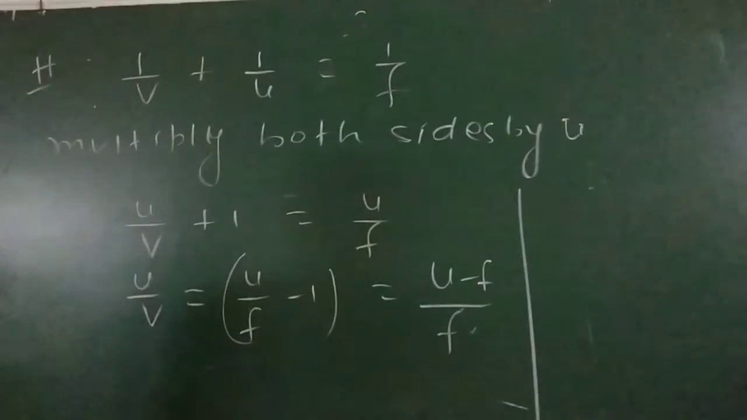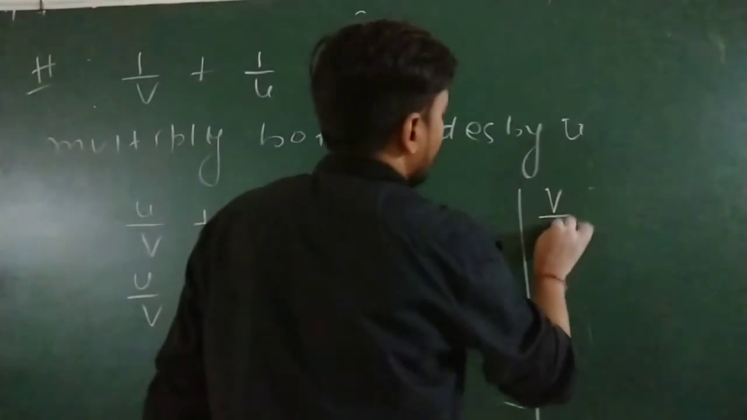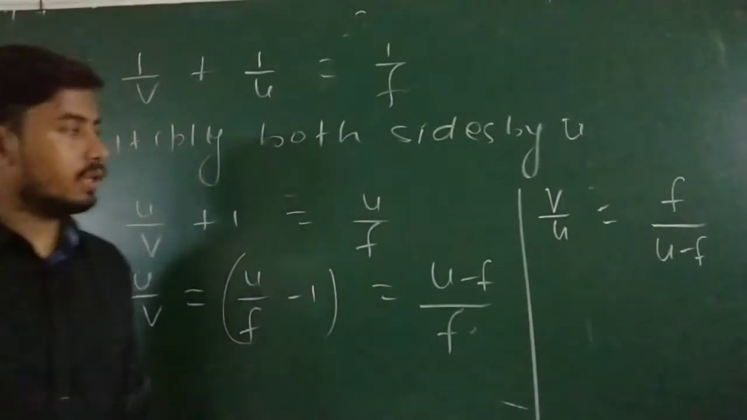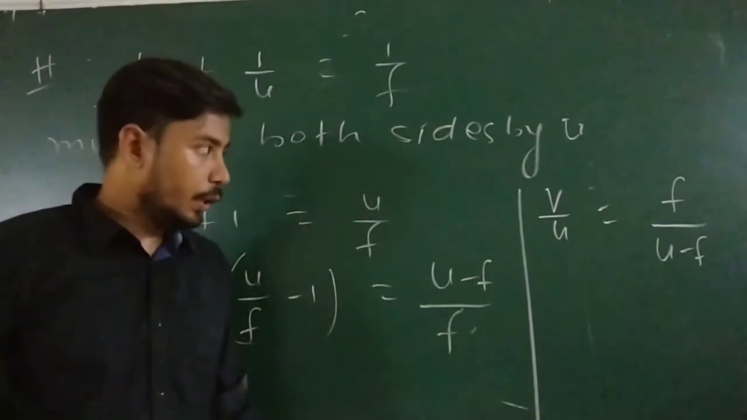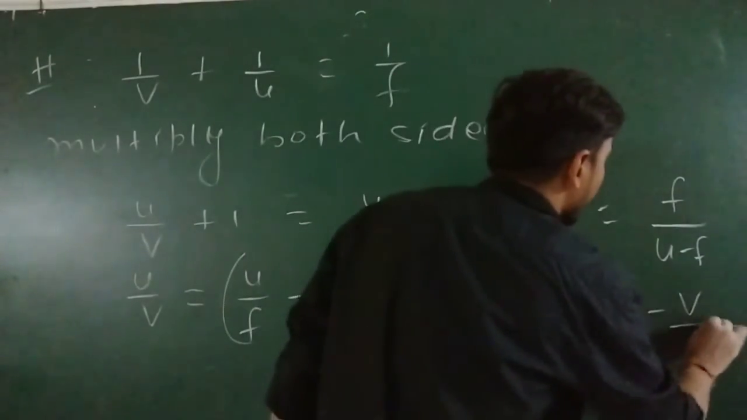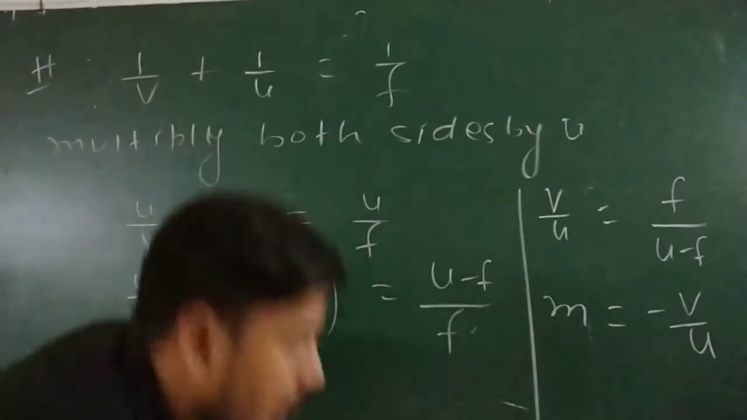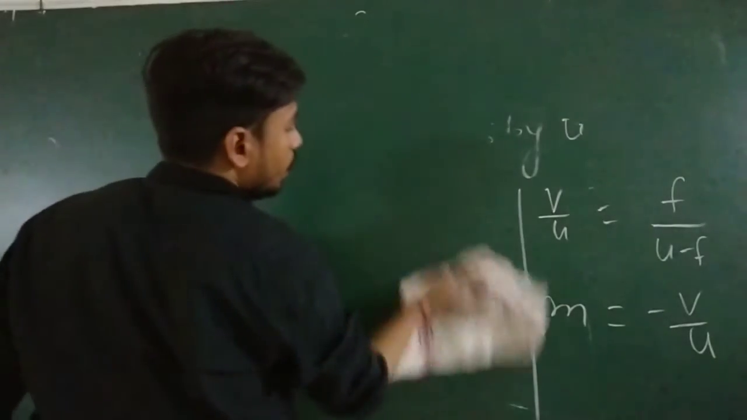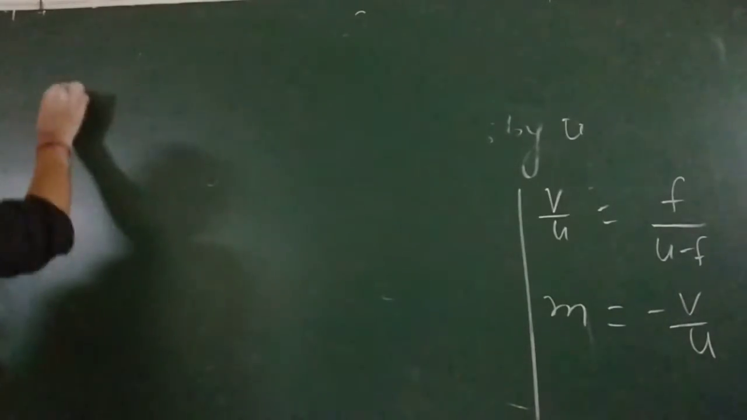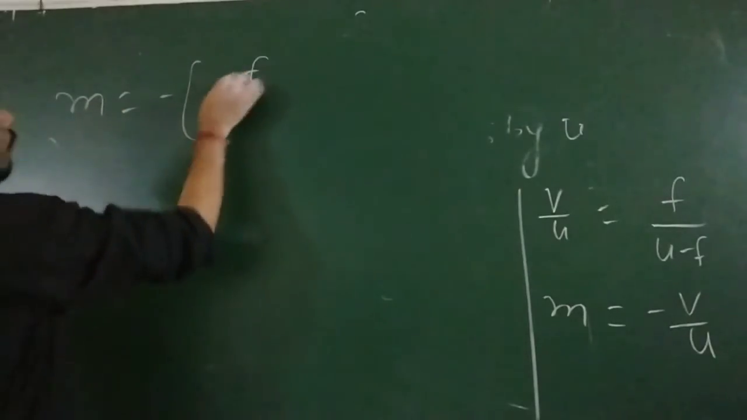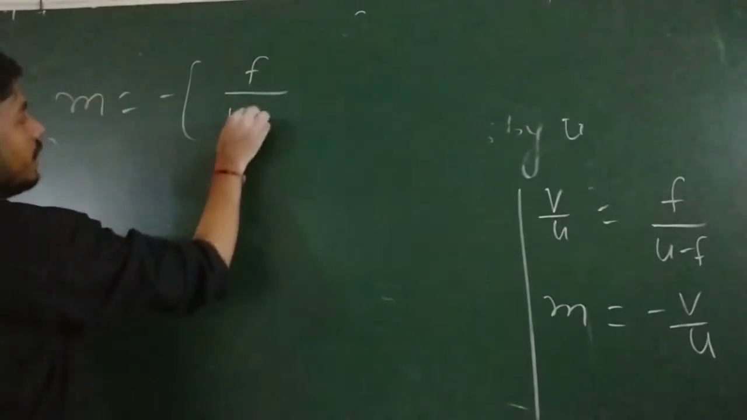Now reverse this one. If you reverse this formula, V by U is what? V by U is equal to F by U minus F. Now what is the magnification formula? Minus V by U. So multiply this V by U with minus. So see here, magnification becomes M is equal to minus F by U minus F.